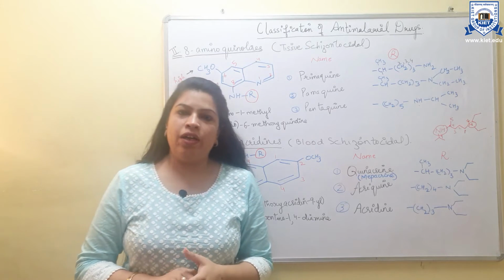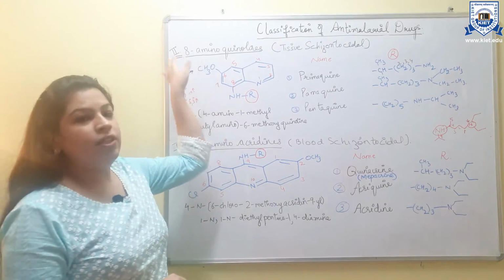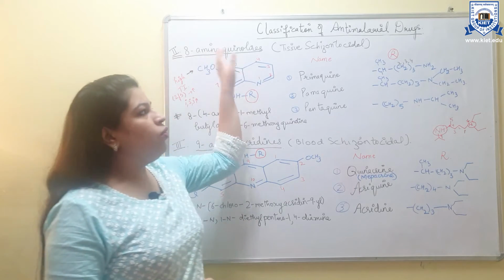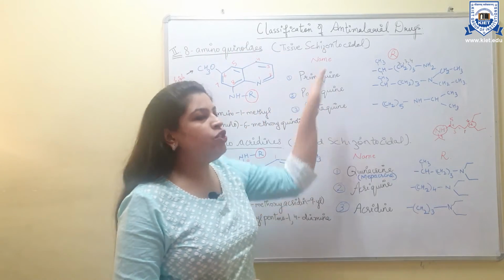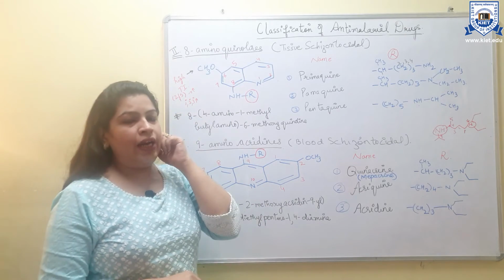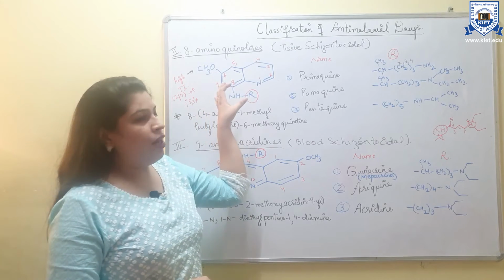Students, today we will continue with the classification of anti-malarial drugs, and the second class is the 8-aminoquinolines. These 8-aminoquinolines are basically the tissue schizontocidal class of drugs and have good anti-malarial activity. This is the basic structure of this class of drugs.